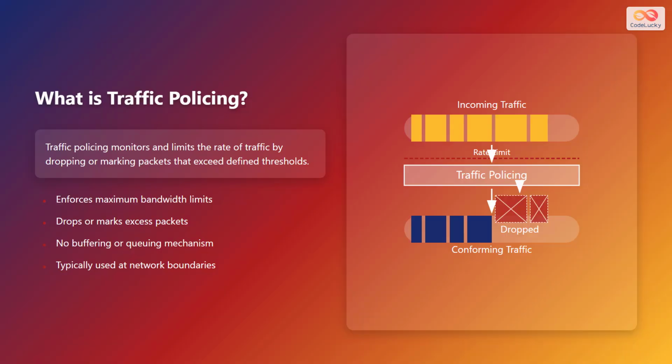Traffic policing is another technique used to manage network traffic, but it works a bit differently than traffic shaping. Traffic policing monitors and limits the rate of traffic. When the traffic exceeds a defined threshold, traffic policing drops or marks packets. This enforces maximum bandwidth limits. It does not include any buffering or queuing mechanisms. It is typically used at network boundaries to protect the network from excessive traffic. By policing the traffic, network administrators can ensure that no single user or application consumes more than their fair share of network resources.